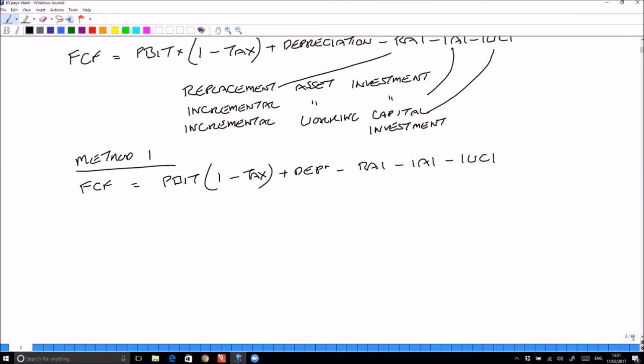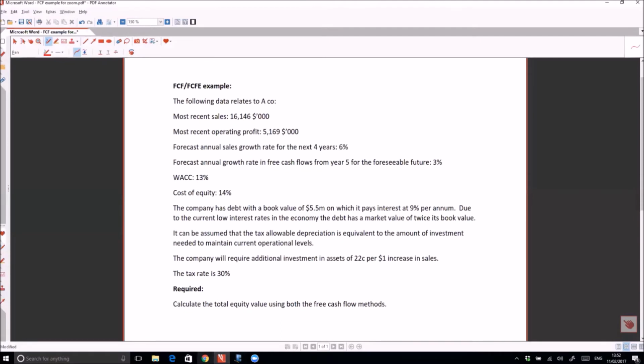And here, within the question, what have we got that we can use to calculate the profit before interest and tax? Well, let's go back to the question. And first of all, it says the most recent sales. And what else have we got? The most recent operating profit. It then says what? The forecast annual sales growth for the next 4 years is 6%.